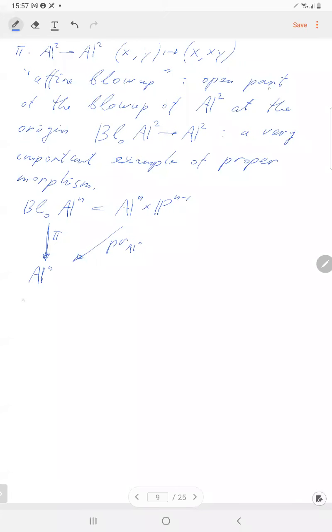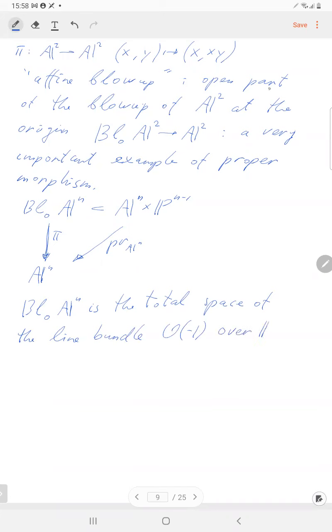Well, from the point of view of projective (n-1)-space, it is just some vector bundle or even line bundle. So this blow up 0 of A^n is the total space of the line bundle O(-1) over P^(n-1). Let me say what I mean by this.